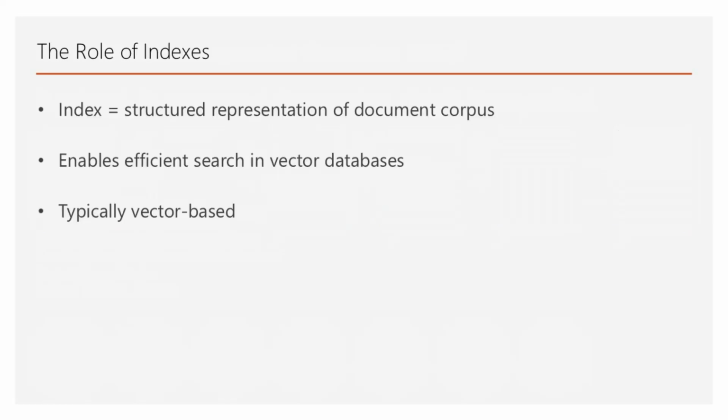Now let's talk about indexes and their role in retrieval-augmented generation. Think of the index as your AI's map to knowledge. Instead of brute force searching documents, we convert them into vector embeddings and store them in indexes. These power fast and relevant lookups based on similarity.